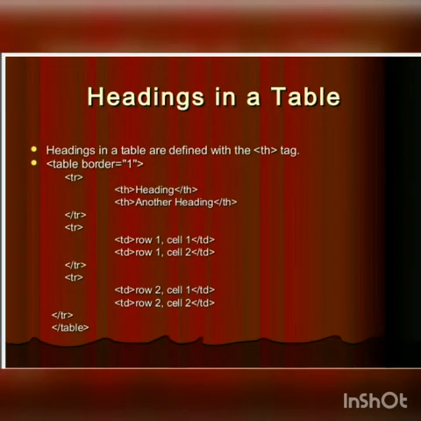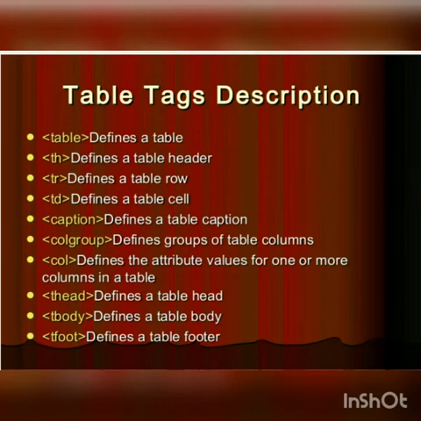Headings in a table. Table headings are defined with the th tag. Here, the border is an attribute to define the table border. It has a value 1. If you want to thicken the border, we can increase the value for the border. Here, the heading is the heading given for the table. Another heading we can give the same way, as td, tr is used.